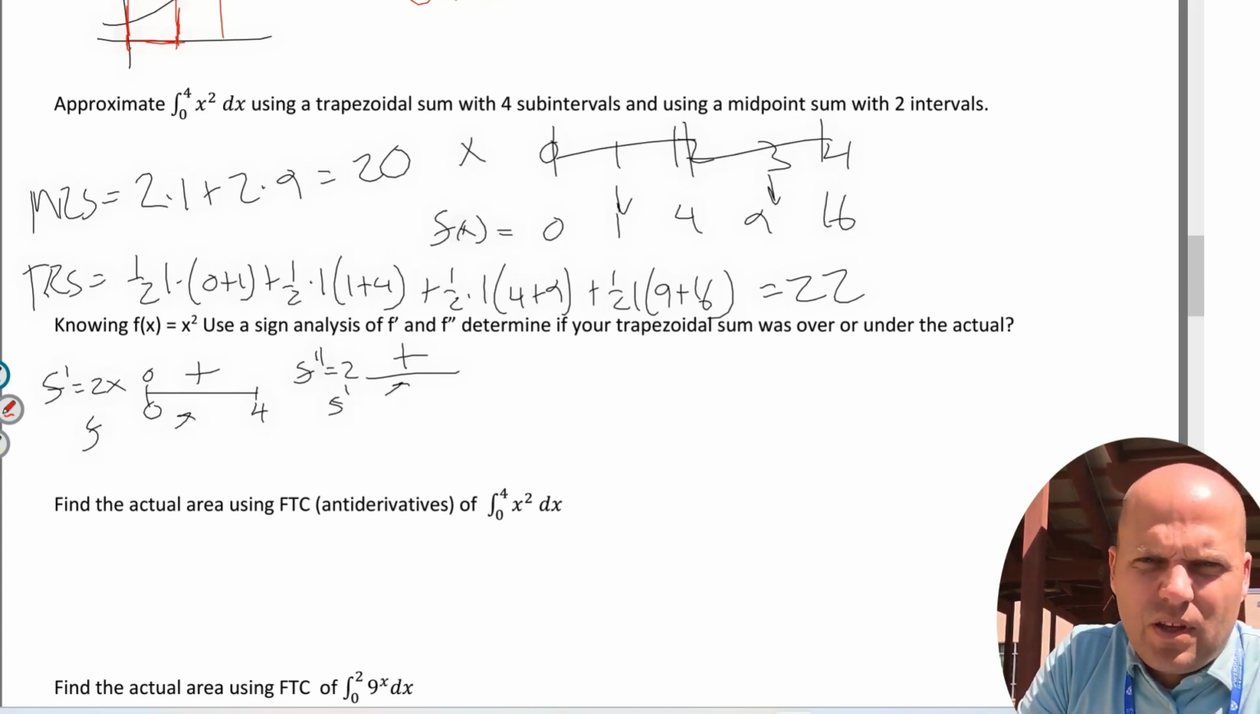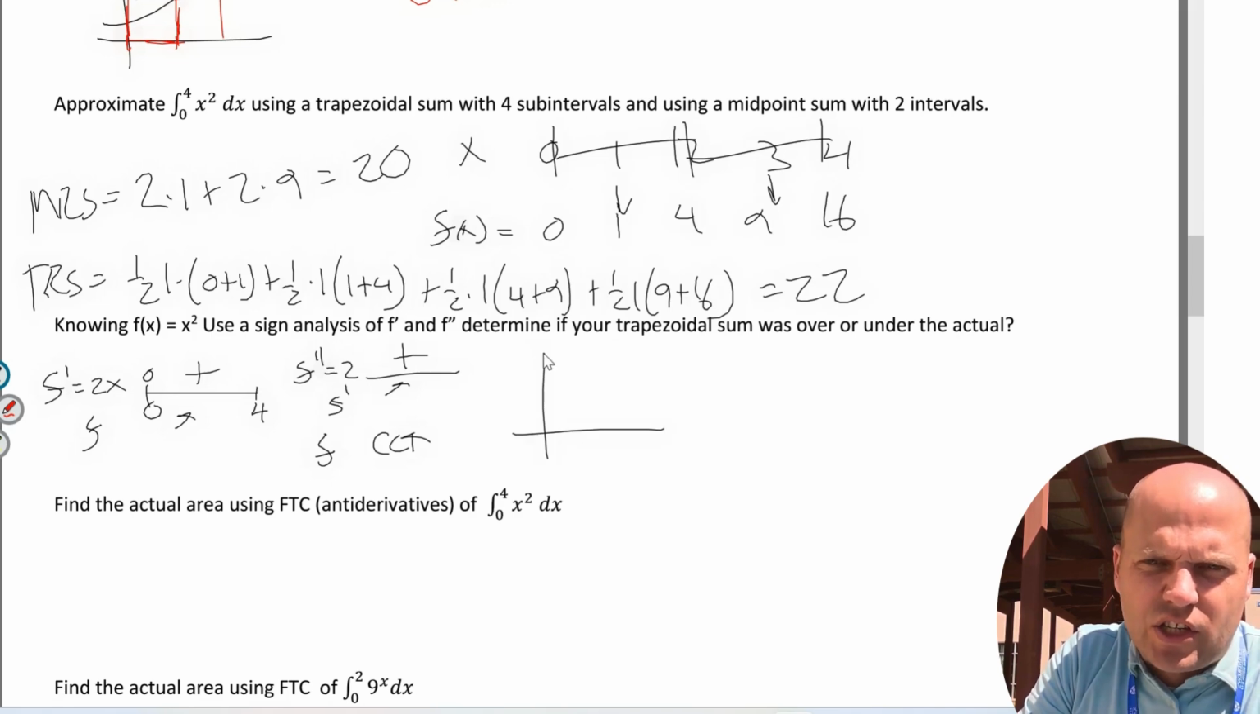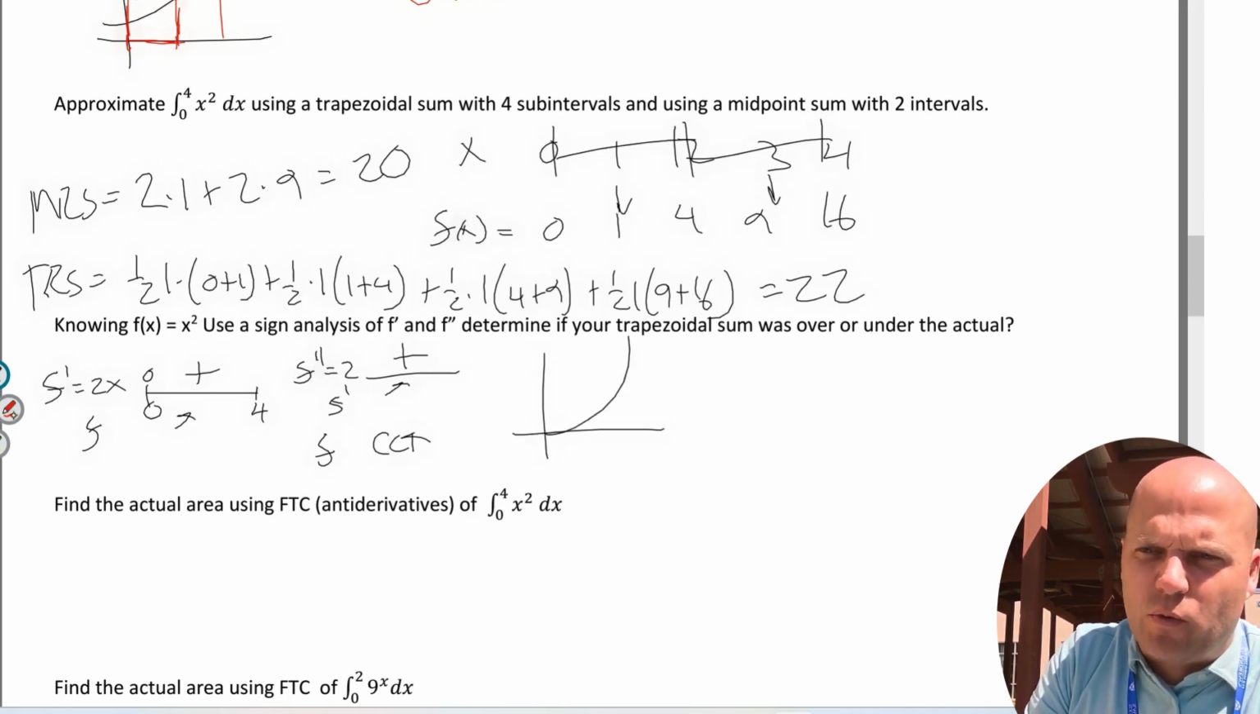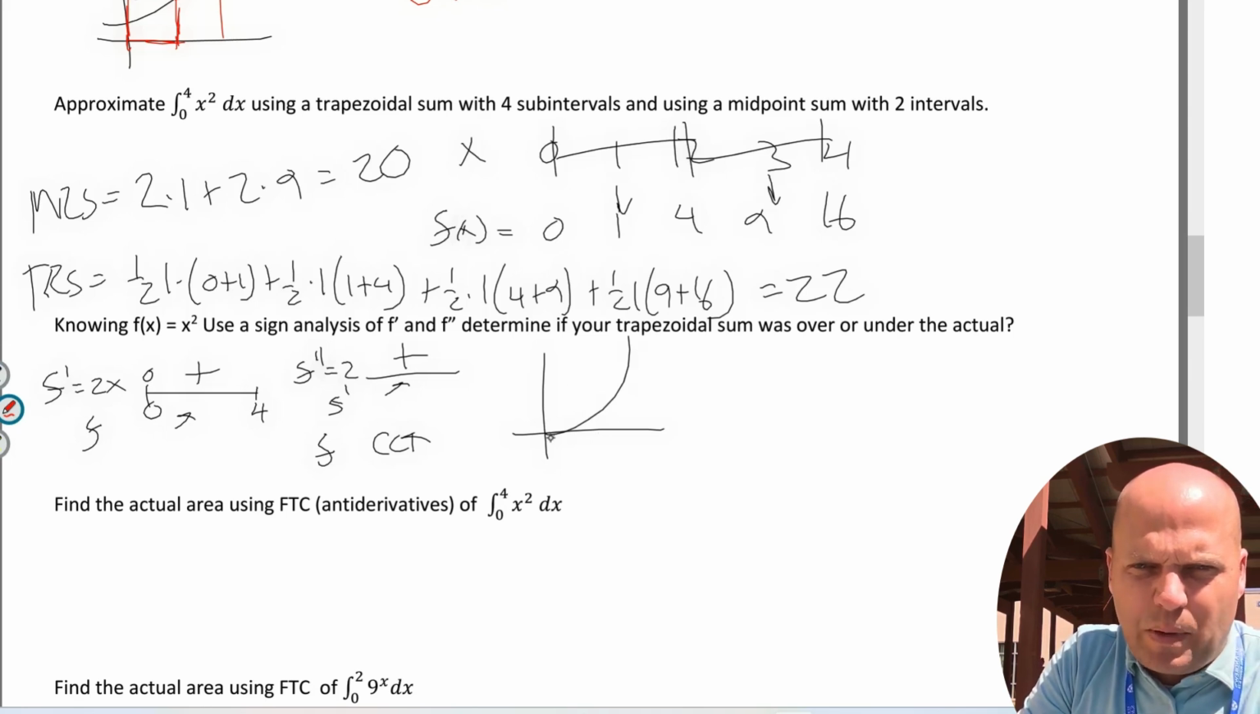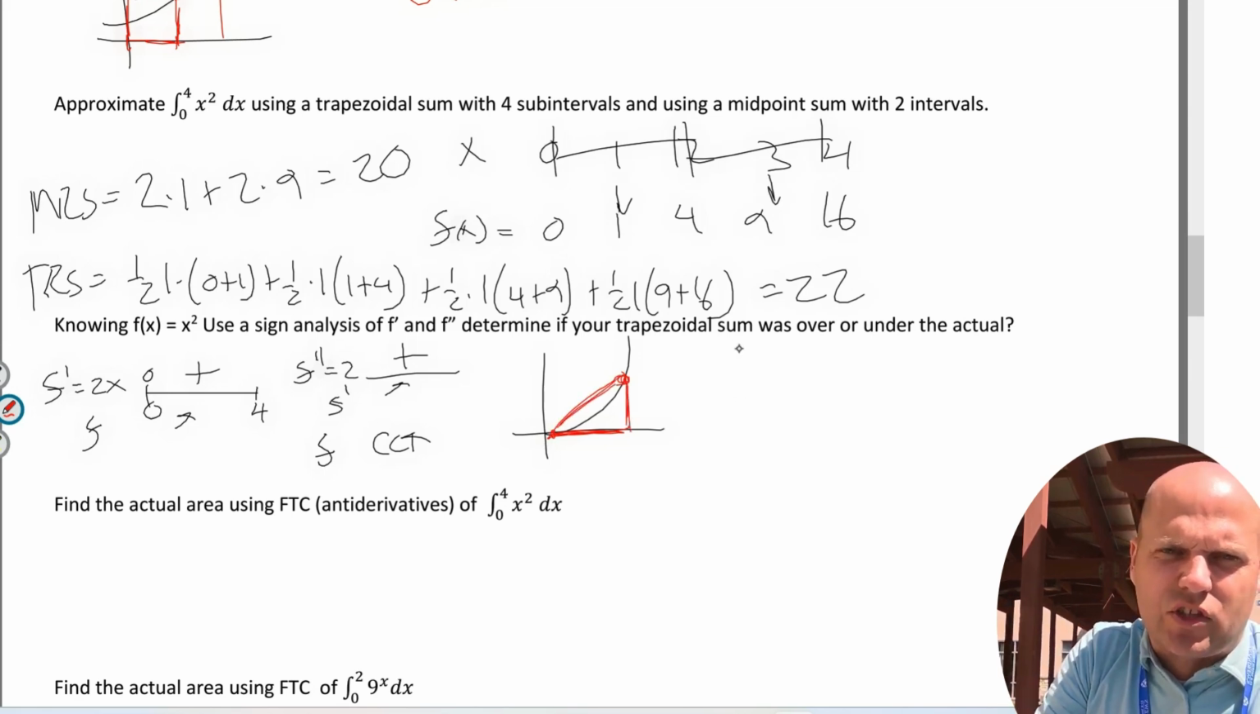Okay. Is the trapezoidal sum over or under? Well, if we have an increasing concave up function and we're using a base length that's an x distance and both y coordinates that are over the base, we can kind of see because of the curvature that the trapezoidal Riemann sum is over the actual.